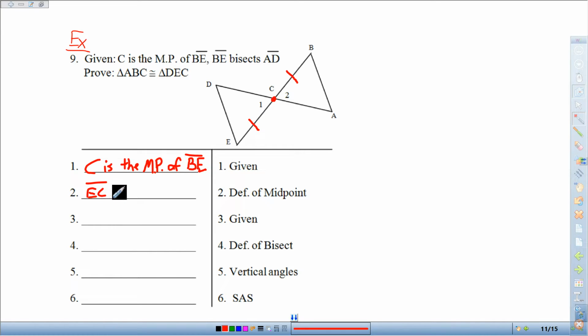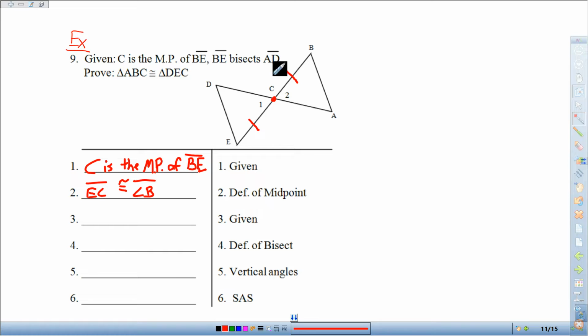Segment EC is congruent to segment CB. Okay, and why? Because that's the definition of a midpoint. That's what a midpoint does. All right. When it comes to midpoint, that's it. We get one additional step after it.